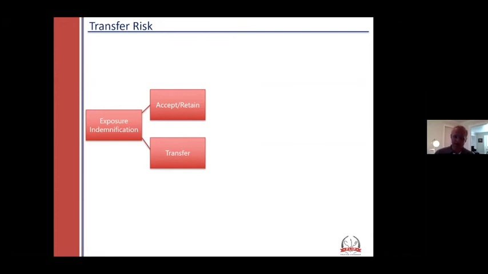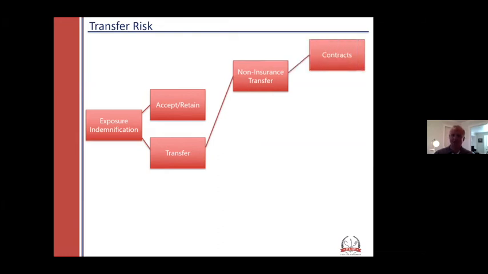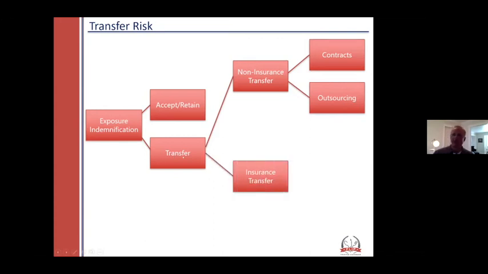Or I can transfer it, which we've talked about some of that. I have a non-insurance transfer, which I do with contracts, which we've gone through. I'm going to make all the vendors sign this contract, and they're going to hold me harmless, and I'm going to have additional insured status. That is what they call a non-insurance transfer. And then we could outsource work. The other way to transfer is through insurance.